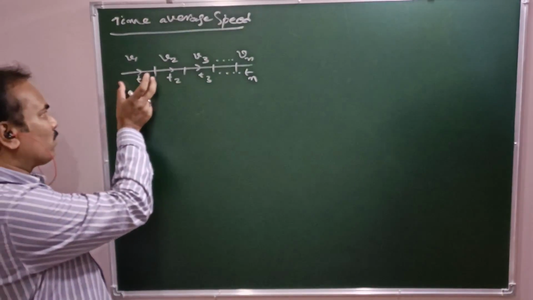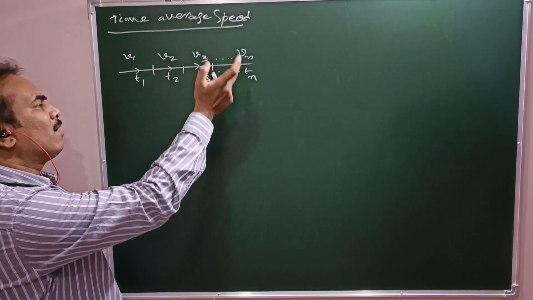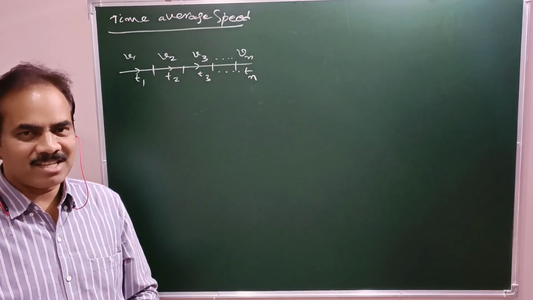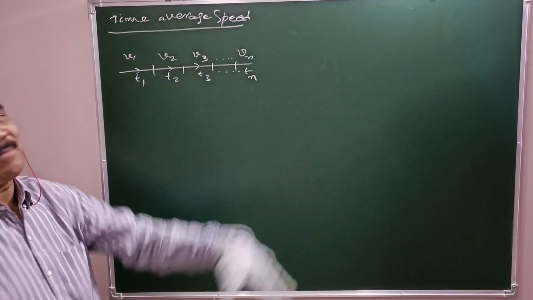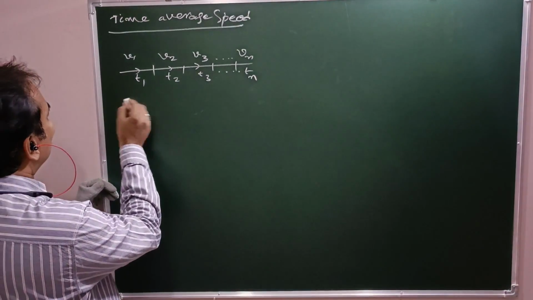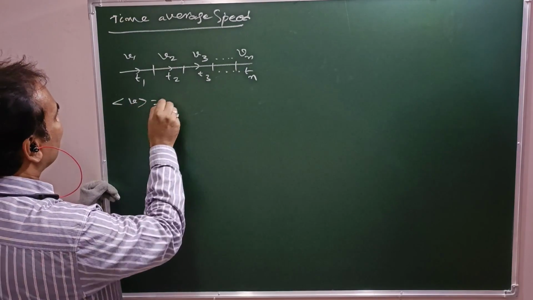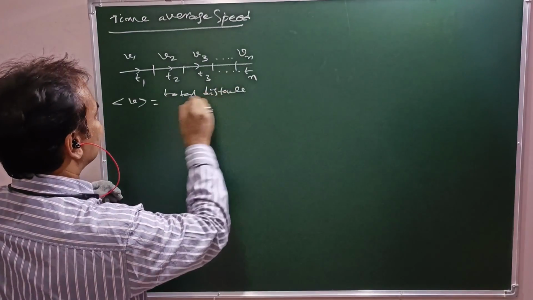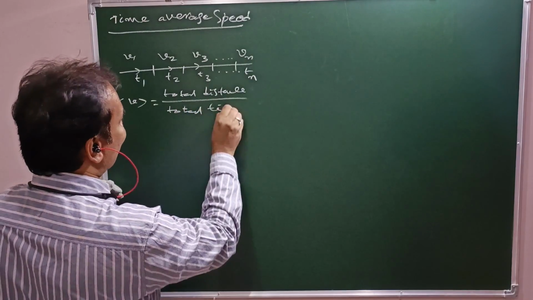The time interval from here to there is T1, from here to there T2, from here to there T3, and so on. Am I right? Here we are not familiar with the distances. We have only speeds and successive unequal time intervals. Now what is the average speed? Average speed, by definition, is total distance divided by total time taken.